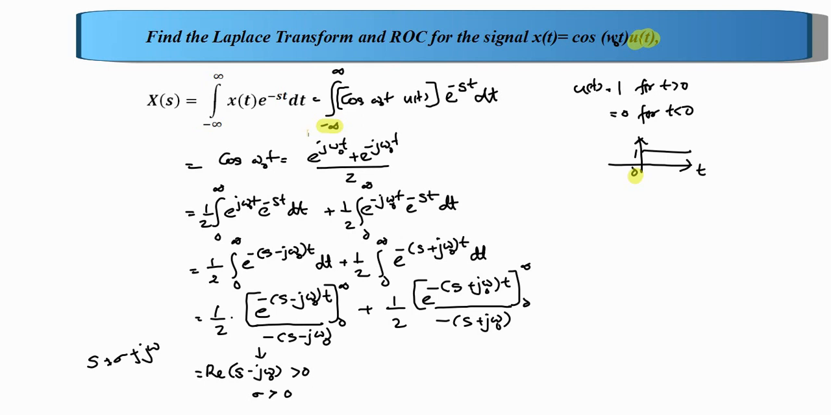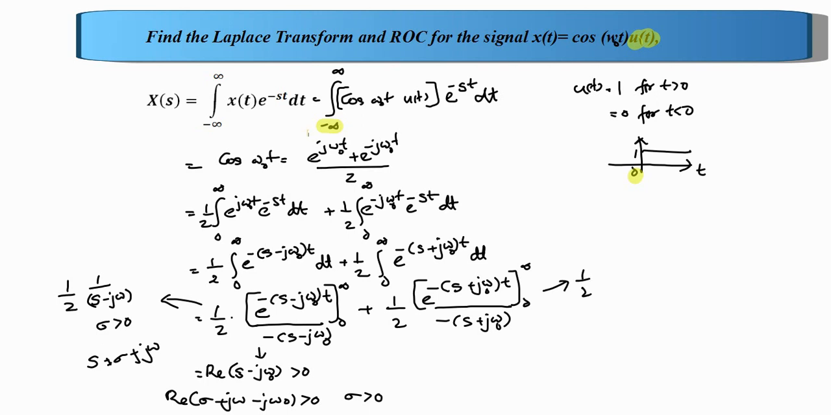So I'll rewrite this particular side. So real part of sigma plus j omega minus j omega 0 should be greater than 0, and we know that only the real part is sigma, so we can write sigma greater than 0. If sigma greater than 0, you can write the transform of this particular portion like this: 1 by 2 into 1 by s minus j omega 0. So after simplification you will get the transform of this particular portion as 1 by s minus j omega 0 and sigma greater than 0. And the second portion, again, if you simplify this, you will get 1 by 2, and we can think about s plus j omega 0.